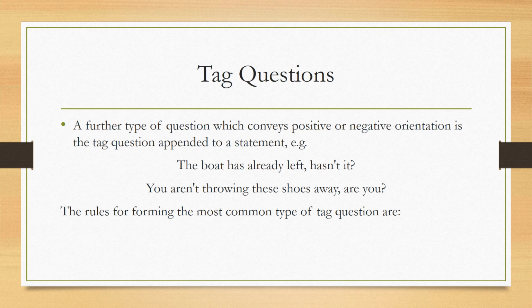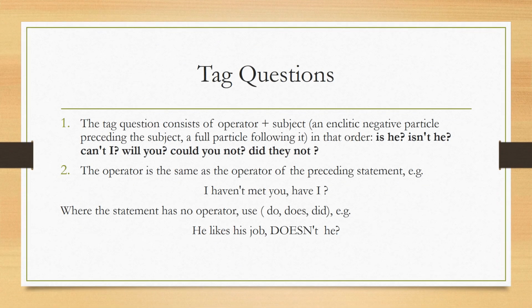So what are the rules that we should follow in forming or making a tag question? Rule number 1 says that the tag question usually consists of two items, an operator plus a subject. If this tag question is negative, here we negate it by using not. And if you remember, we said that not has two forms, either a short form or a full form, complete form.